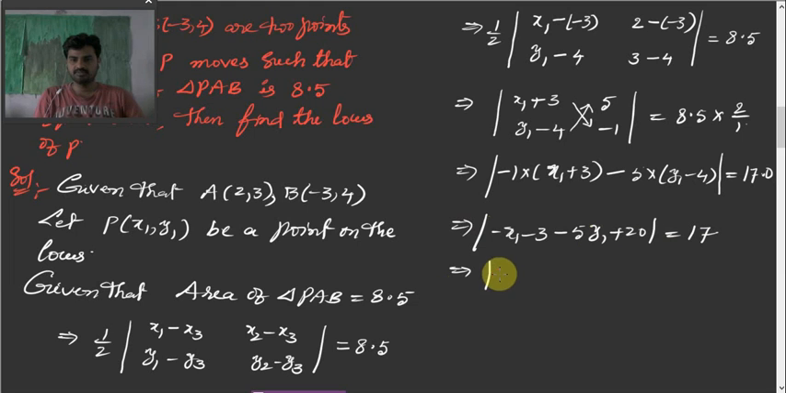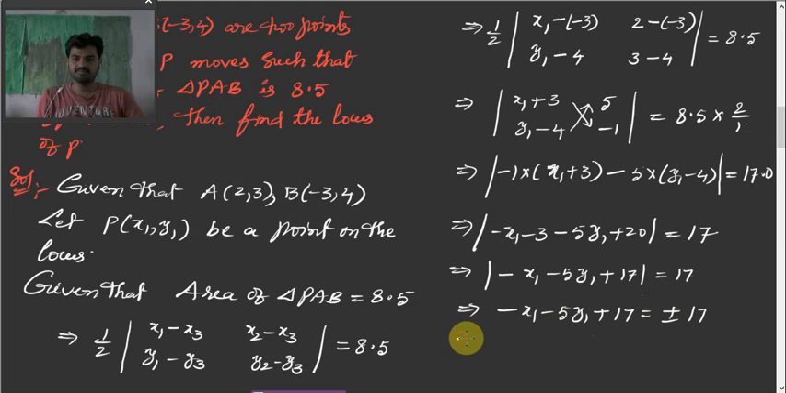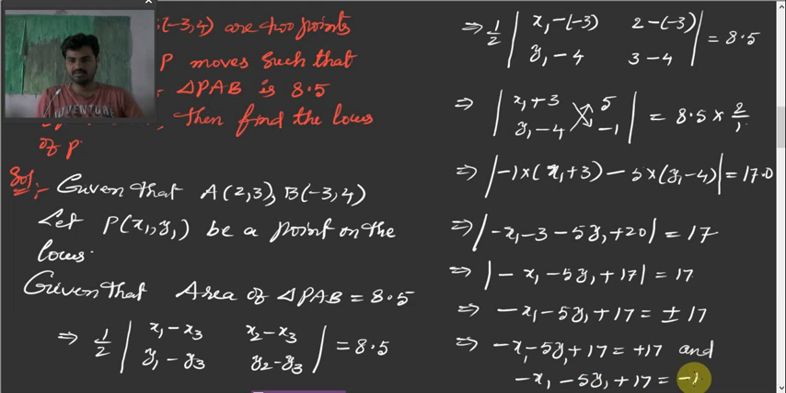Now simplifying like terms here: minus x1 minus 5y1 plus 20 minus 3, that is plus 17, is equal to 17. So after simplifying, when removing the modulus value, you will get either of the sides as plus or minus. I am taking plus or minus on the right hand side. After removing the modulus, you can take separate equations. The first equation is plus 17 and the second equation will be minus 17, that is minus x1 minus 5y1 plus 17 is equal to minus 17.